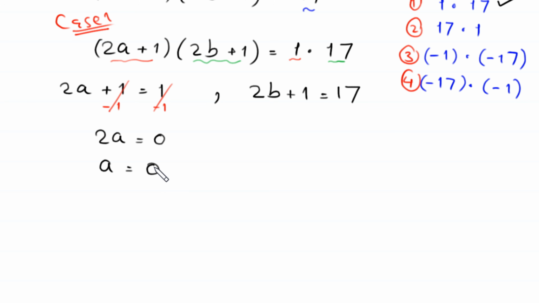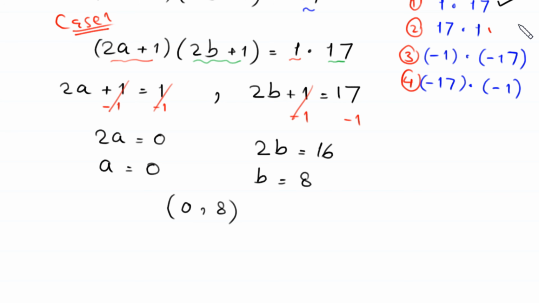If we divide both sides by 2, we get the value of a is equal to 0. From this equation we subtract 1 from both sides, and this will become 2b is equal to 16. And if we divide both sides by 2, we get the value of b is equal to 8. So from this case we get the first pair 0, 8. Now we solve this case, 17 times 1.